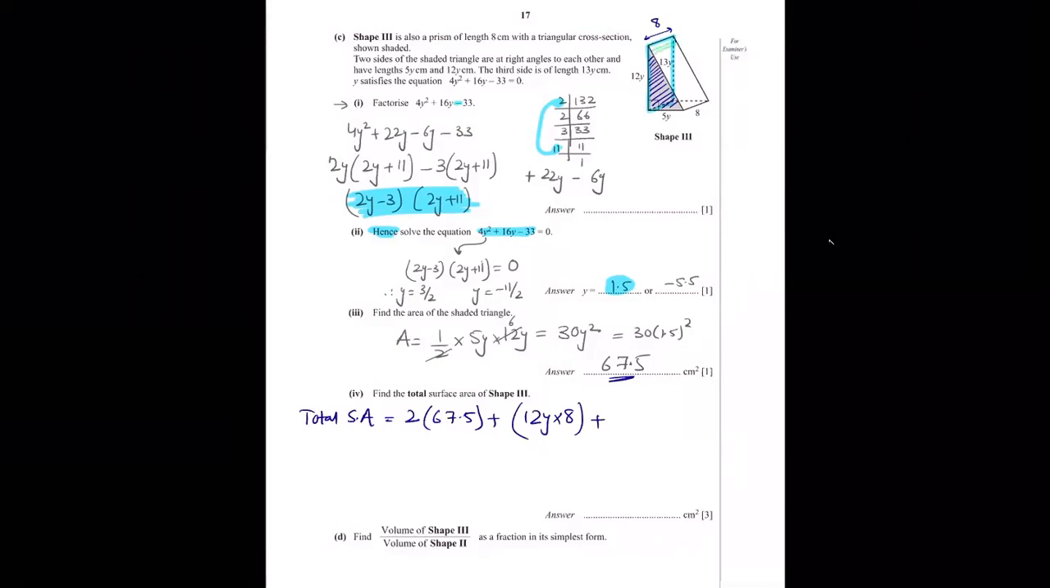सर एक जो बिल्कुल ये रेक्टेंगल भी है, तो इसकी लेंथ कितनी है? 13y times 8.